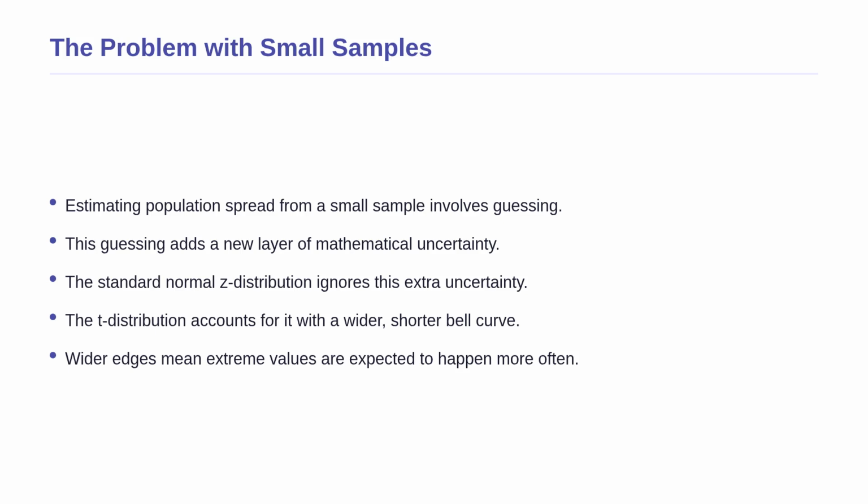Now that we understand the real-world problem, let us look at how we handle it. When you use a small sample spread to estimate the entire population spread, you are essentially guessing. This guessing adds a new layer of uncertainty to your math. If we used the standard normal Z distribution, we would be ignoring this uncertainty. To account for it, we use the t distribution. It looks very much like a normal bell curve, but it is shorter in the middle and wider at the edges. This wider shape means it expects extreme values to happen more often, simply because we are unsure about the true spread of the data.